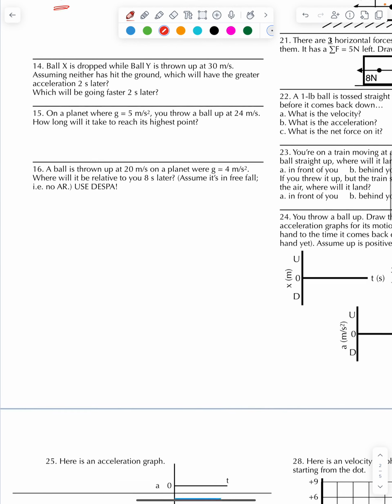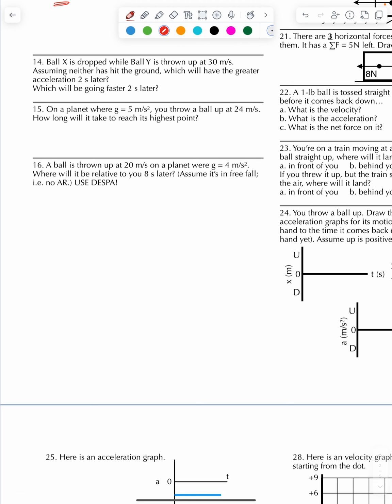Okay, let's keep going. 14, ball X is dropped while ball Y is thrown up at 30 meters per second. Assuming neither has hit the ground, which will have the greater acceleration 2 seconds later. Again, I didn't say this, I should have, that it's assume no air resistance, because who knows the masses of these, and then the speed's going to affect it or whatever. So anyways, the key here, assuming that I'm talking about no air resistance, is they have the same acceleration. They're in free fall.